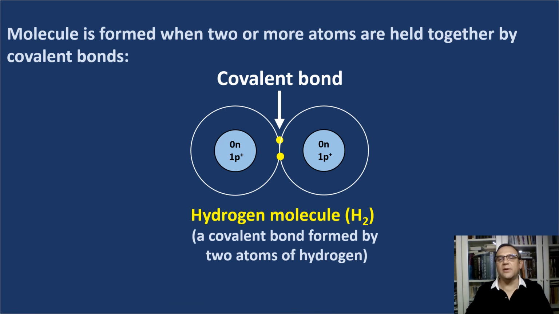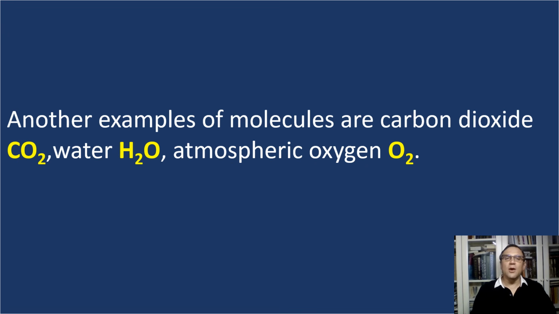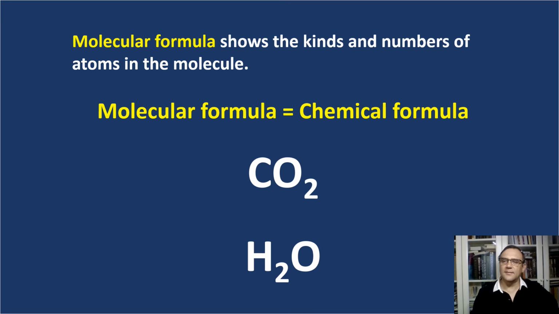Now let's review covalent bonds. A covalent bond is formed when 2 or more atoms share electrons, holding them together. For example, 2 hydrogen atoms can form a hydrogen molecule by sharing electrons. We also mention other molecules such as carbon dioxide, water, and oxygen. The molecular formula shows the types and numbers of atoms in a molecule. For example, the molecular formula of carbon dioxide, CO2, tells us that there are 2 oxygen atoms and 1 carbon atom in the molecule. Similarly, a molecule of water has 2 hydrogen atoms and 1 oxygen atom.